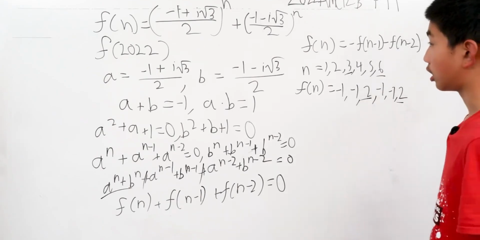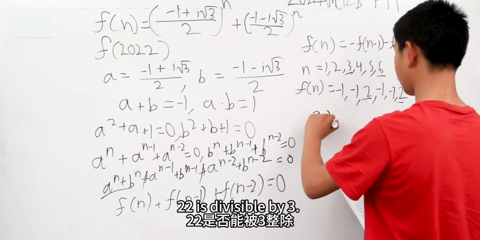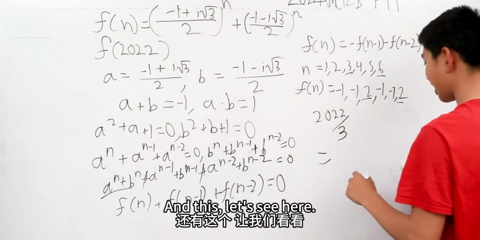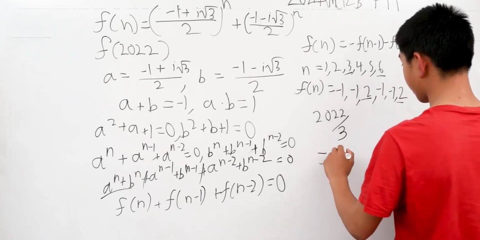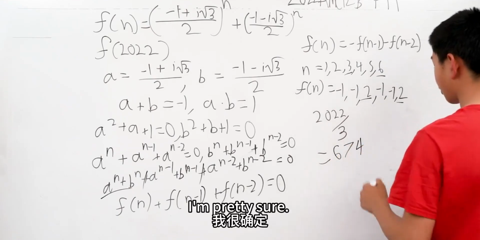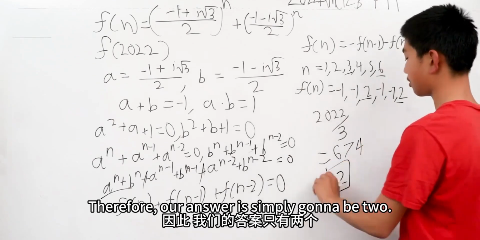So, all we want to do is find if 2022 is divisible by 3, and it is. This is going to be 674, I'm pretty sure. So it is divisible by 3. Therefore, our answer is simply going to be 2.